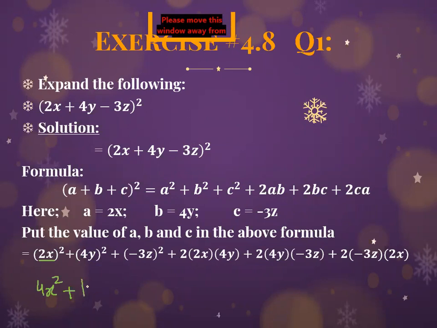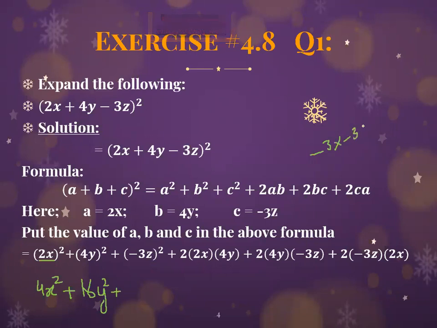4 4s are 16, and y cubed per square, so you will write it down here y square. Then plus. Now minus 3, but when you multiply minus 3 by minus 3, the answer will be plus 9 because minus minus will be plus. So you will write it down here 9z square.